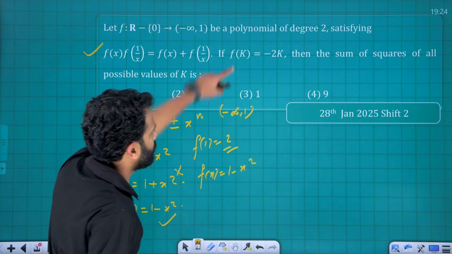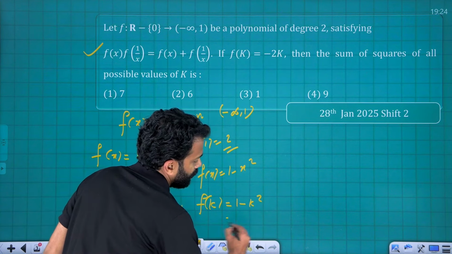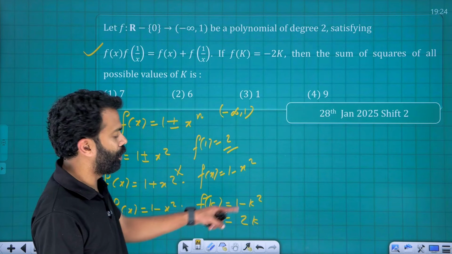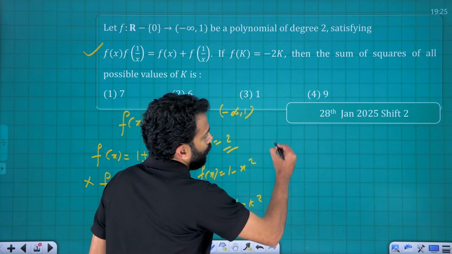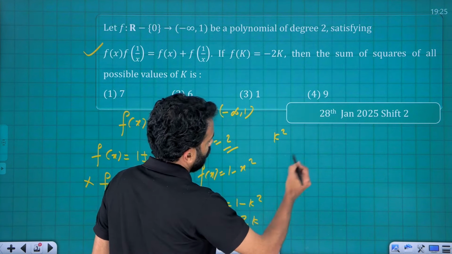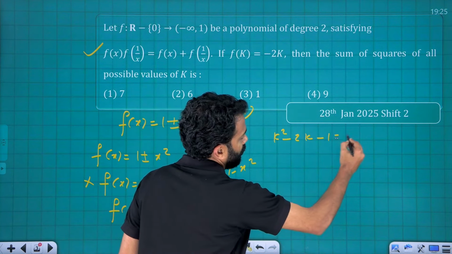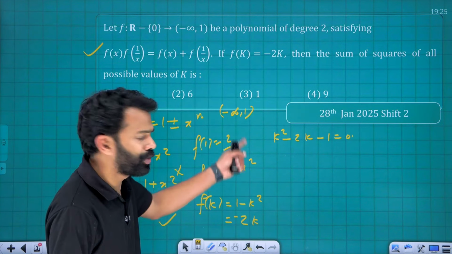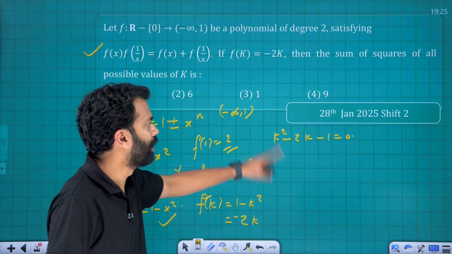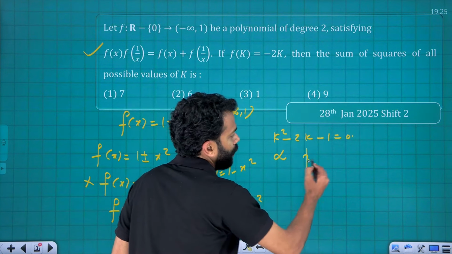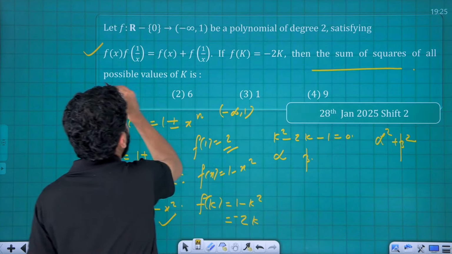And what is f of k? f of k is equal to 1 minus k square, and that is equal to minus 2k. Therefore we need to solve this. It will be k square minus 2k minus 1 is equal to 0. It's a quadratic equation, so it will have two roots. Let the roots be alpha and beta. So we need to find the value of alpha square plus beta square, the sum of squares of all possible values of k.